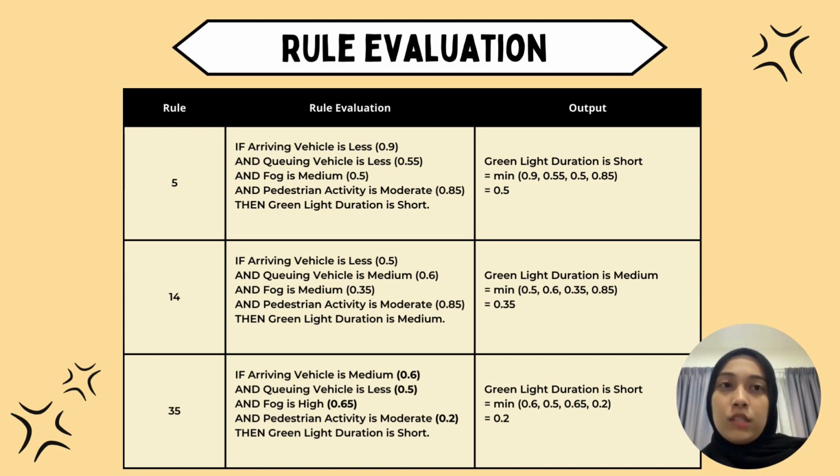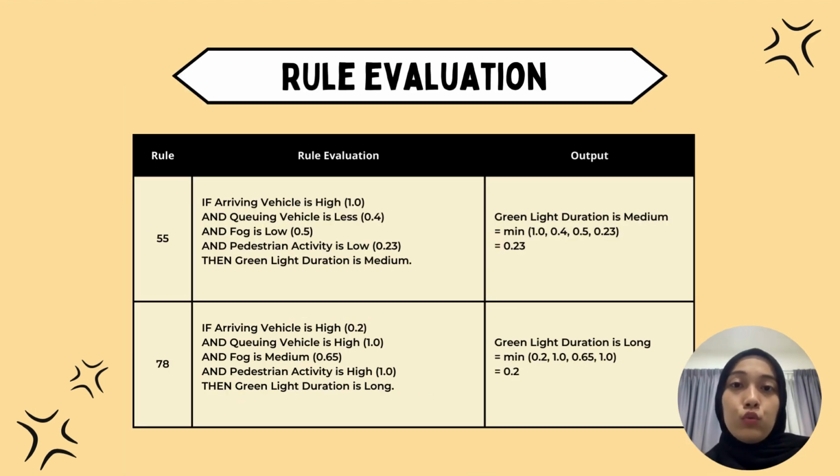And for rule 35, if arriving vehicle is medium, which is 0.6, and queuing vehicle is less 0.5, and fog is high 0.65 and pedestrian activity is moderate 0.2, then green light duration is short. So we give the output green light duration short, giving the value 0.2.